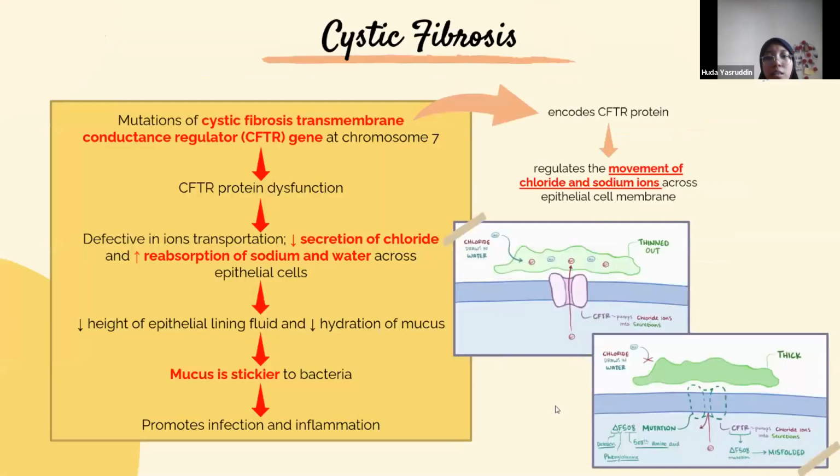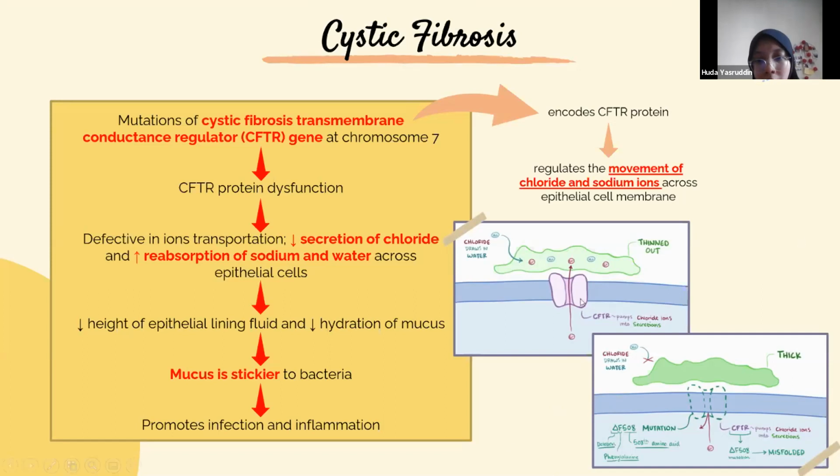And then we move to cystic fibrosis. Cystic fibrosis occurs when there is a mutation of the cystic fibrosis transmembrane conductance regulator, the CFTR gene, at the long arm of chromosome 7. This gene encodes the CFTR protein, which is mainly found at the respiratory tract, the pancreas, the GIT, as well as the sweat glands. The function of this protein is to regulate the movement of chloride and sodium ions across the epithelial membrane.